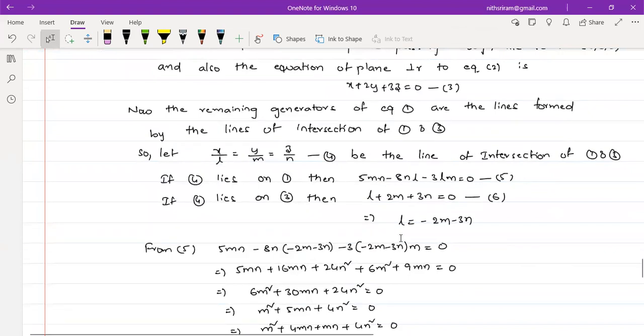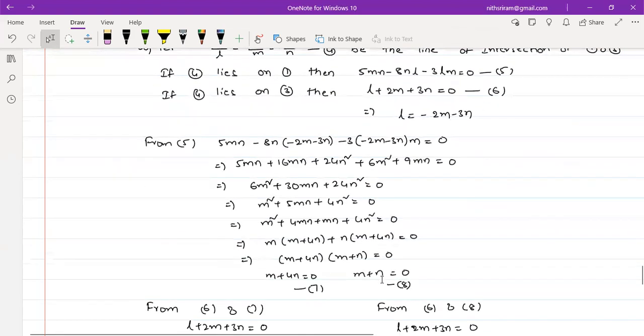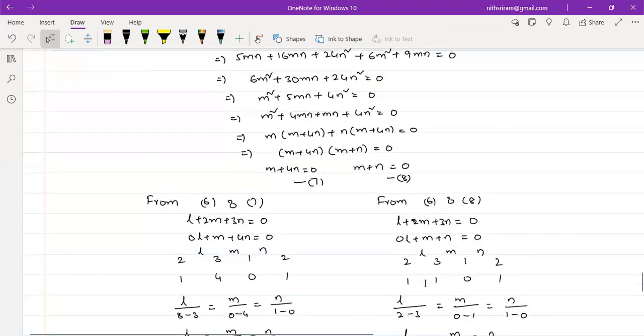Okay, from the 6th equation I have found the L value. Then I have substituted this L value in equation 5, so that we get a quadratic equation in M and N. By solving those, we get two equations. After getting those two equations, I have solved equations 6 and 7, and 6 and 8, and then we get the values of the elements.